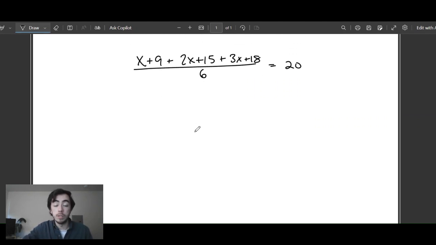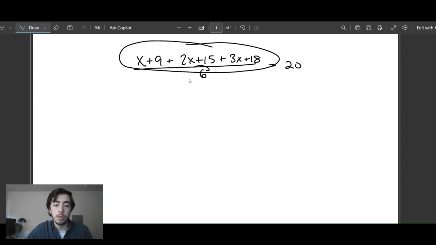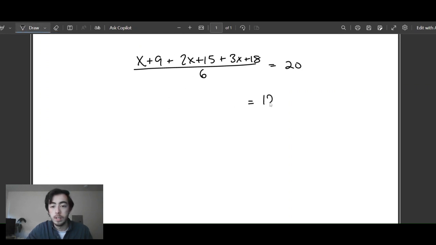The next thing I'll do here is just some multiplication. I'll multiply both sides by 6. My thought process is that this number here has to be 120, because 120 divided by 6 gives me 20. And so let me do that. And now I no longer have a fraction. Let me also combine my like terms right now. I have an x here, 2 x's here, and then 3 x's here. So in total, I have 6 x's. And then 9 plus 15 plus 18. I can't do it in my head immediately, but that's 24, 34, and then that's 42, I hope.